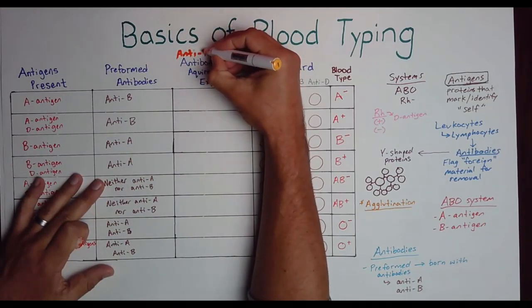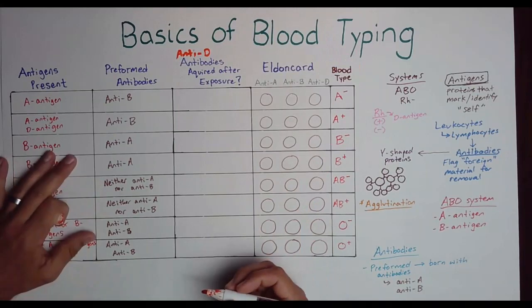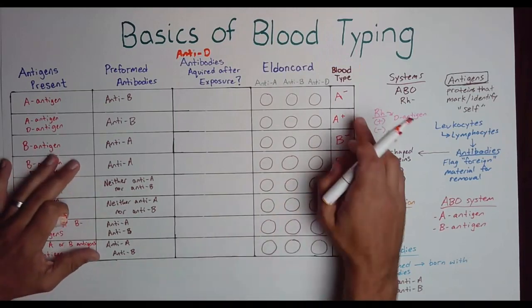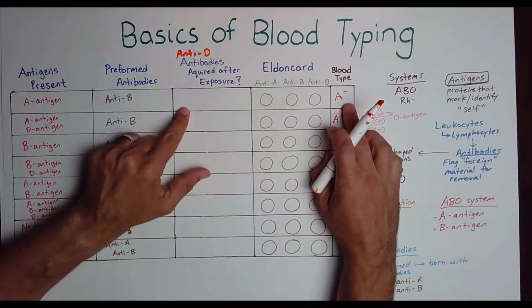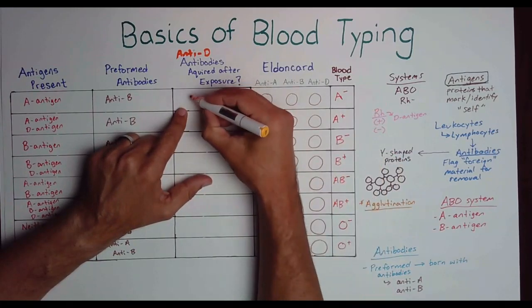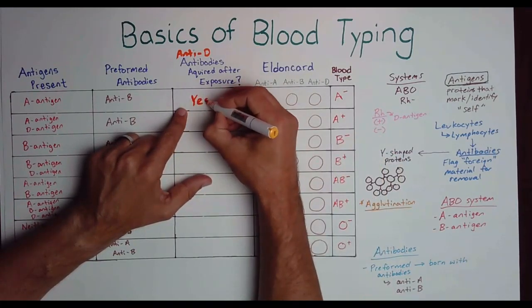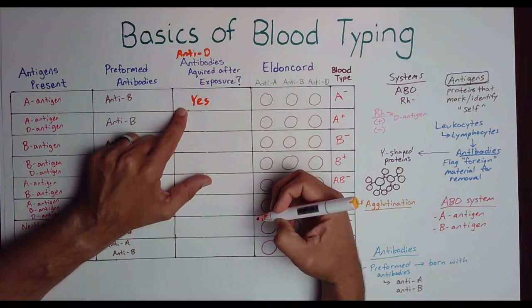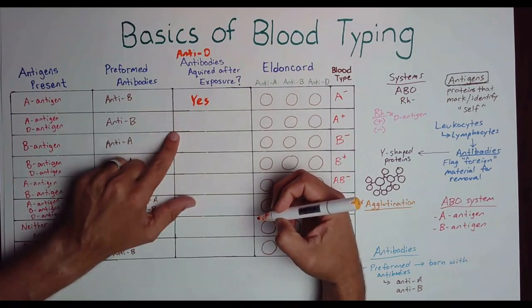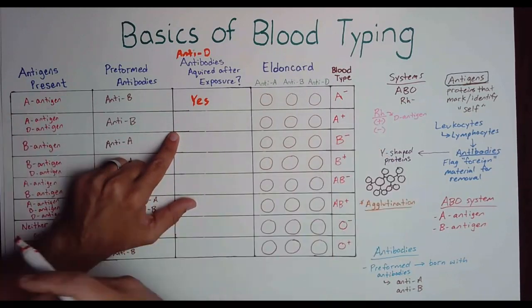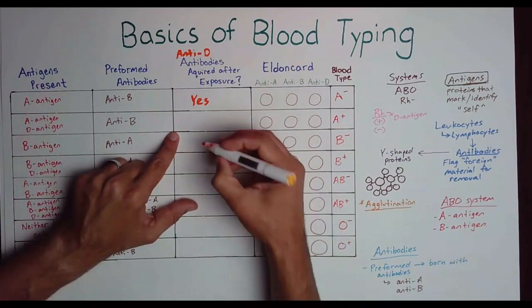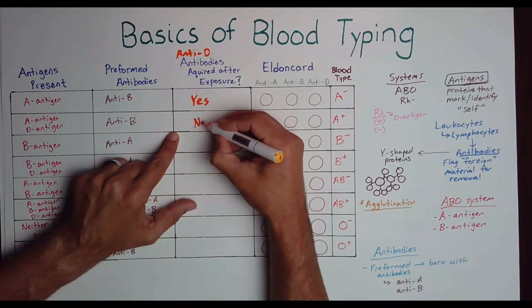Anti-D. Are these anti-D antibodies acquired after exposure? Yes, no. Well, if they are a minus, that means they were not born with the D antigen. Therefore, the D antigen is foreign. And therefore, yes, they will produce antibodies against it. What if they're an A+? Well, they already have the D antigen. So if they're exposed to it, it doesn't seem foreign to them. So no, they will not.